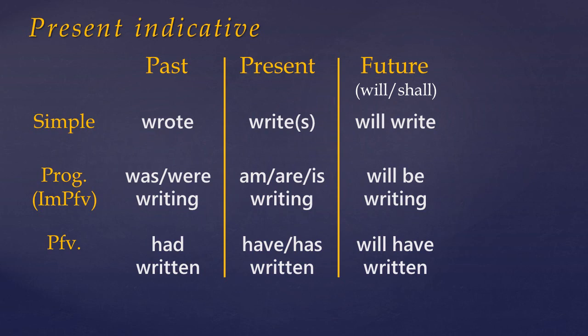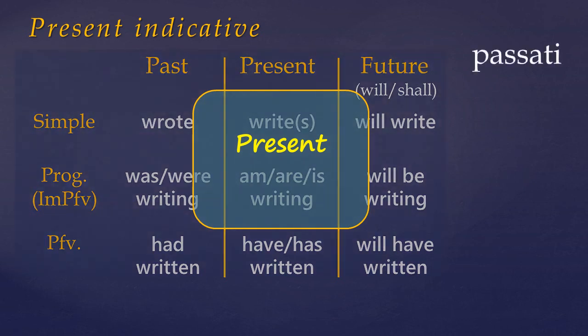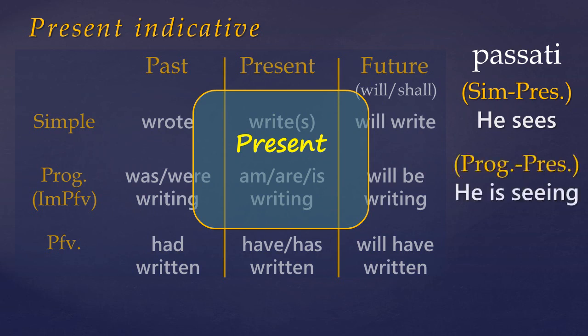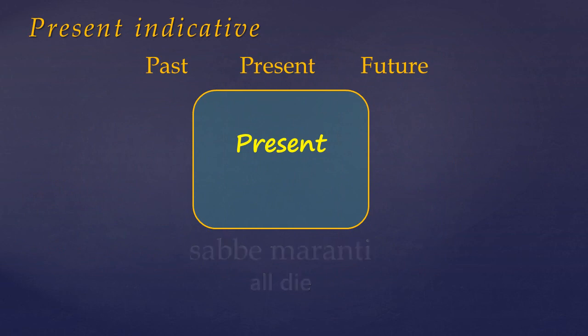So as I've already said, the indicative mood expresses what are believed to be facts, and so the present indicative tense expresses facts or events that are obviously happening right now. But it doesn't distinguish between the simple present and the progressive present, in contrast to English. And it also tends to overlap a little with what in English would be the past and also the future. So for example, the verb passati can mean either he sees, which is simple present, or he is seeing, which is the progressive present. The present is used for timeless statements like eternal truths, and occasionally with the immediate future.